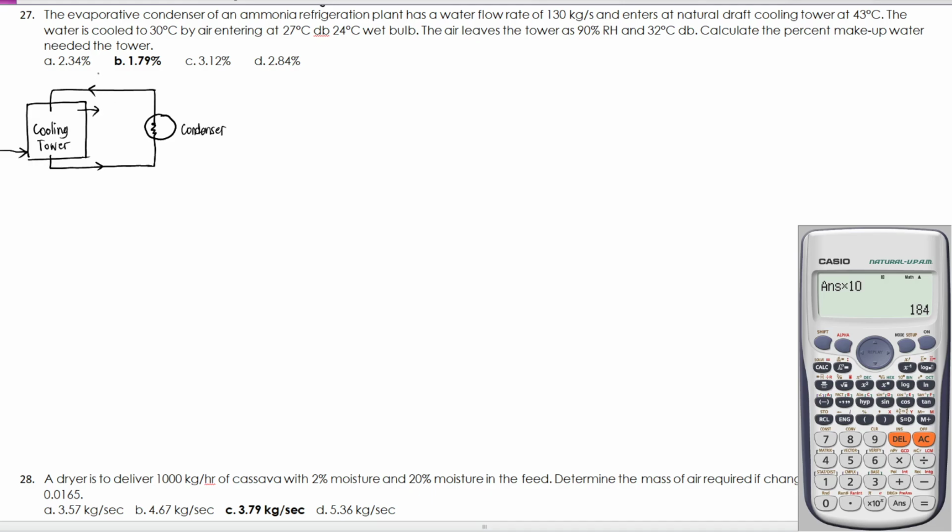Ayan. Let us say ito ang hot water na galing sa condenser and this is at 0.3. Itong nasa baba, ito yung cold water na ibabalik lang kay condenser galing kay cooling tower that is at 0.4. At ito naman yung flow ng air, this is at 0.1 at ito yung flow ng air palabas at 0.2.